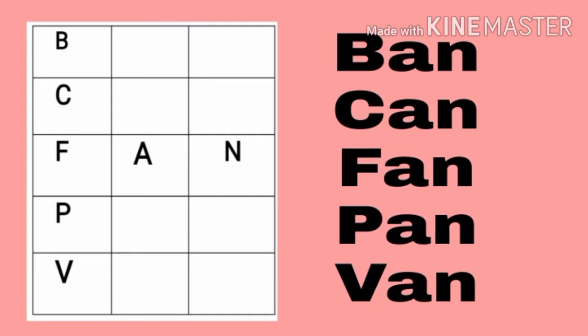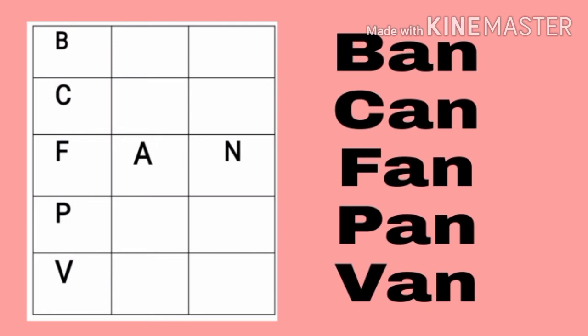Next letter is C. C में हमें A-N ऐड करना है, तो C-A-N, can. C's phonic sound is K. A's phonic sound A, and N's phonic sound is Na. So C-A-N, can. Which word is formed? C-A-N, can.